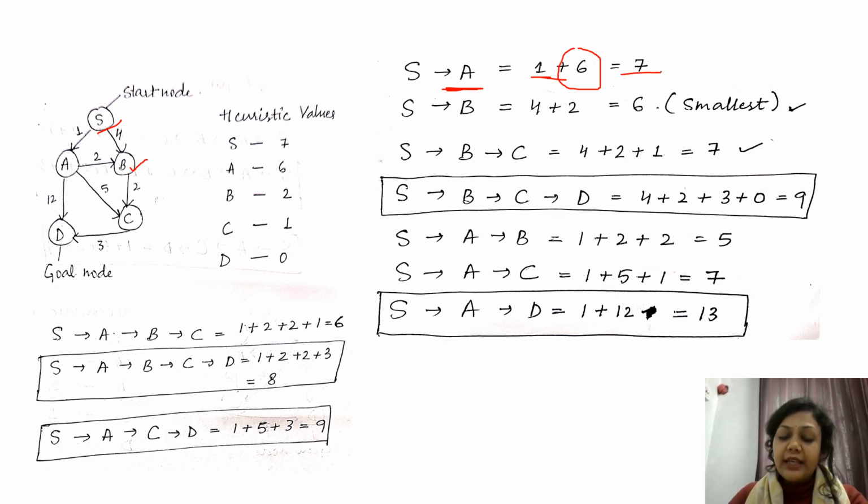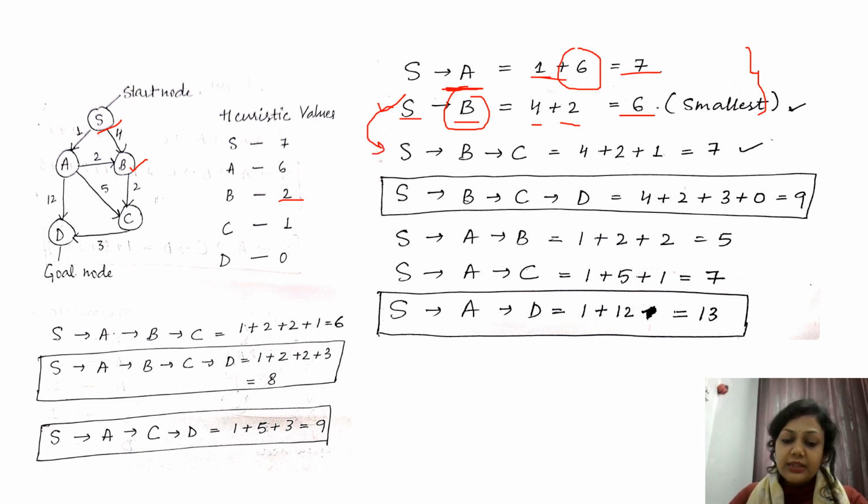Now we will take the values for S to B. The actual path value, that is G of n, given from S to B is 4, plus the heuristic value for B given is 2. Now we will add it here, it is 6. Now among these two paths, we will see which is the smallest. We can see that the S to B path is giving a minimum value 6. Now we will further explore this path.